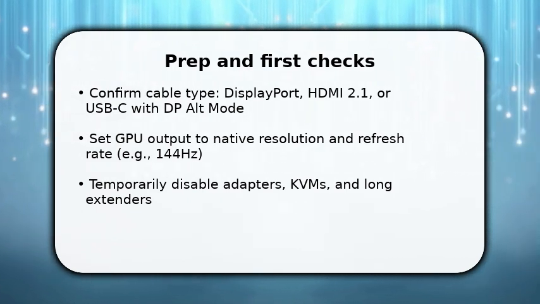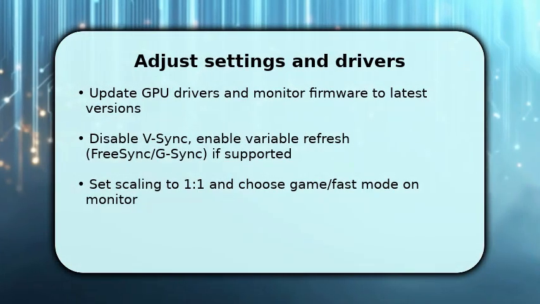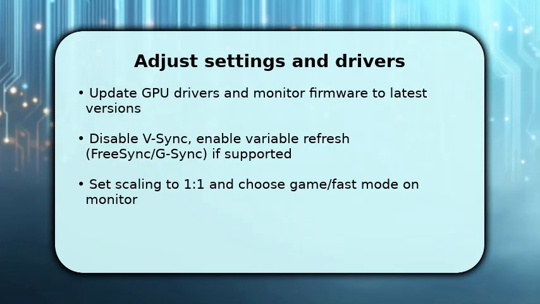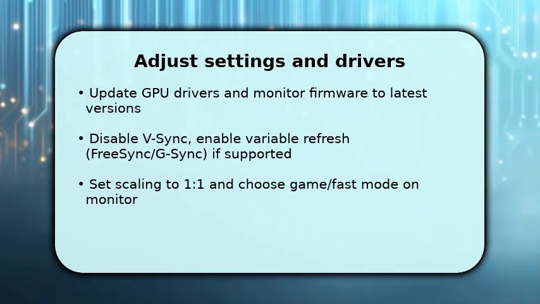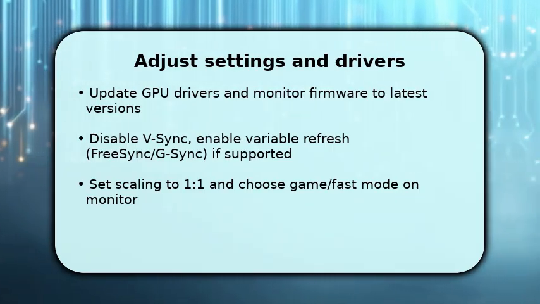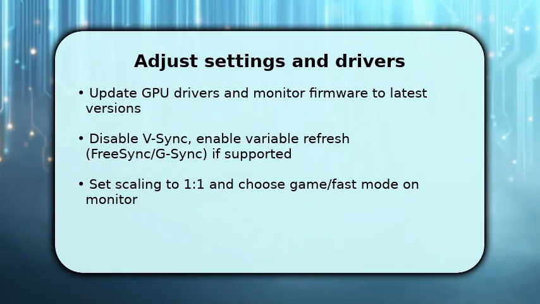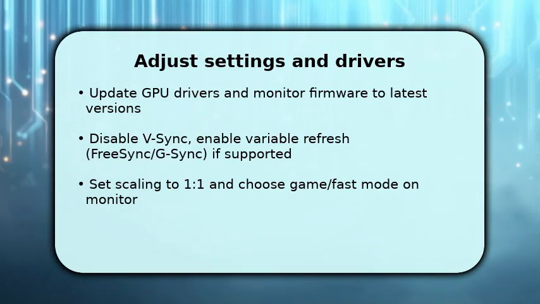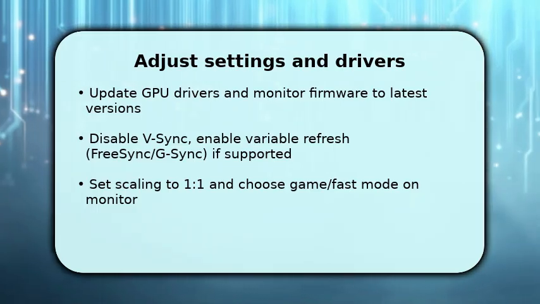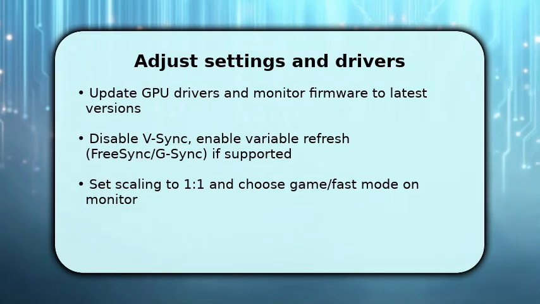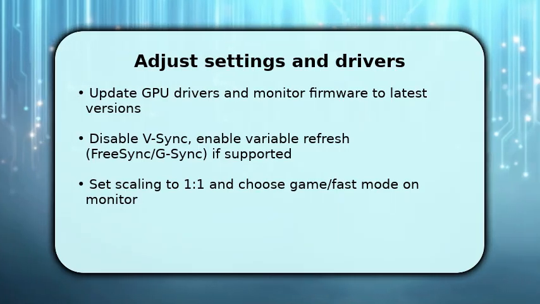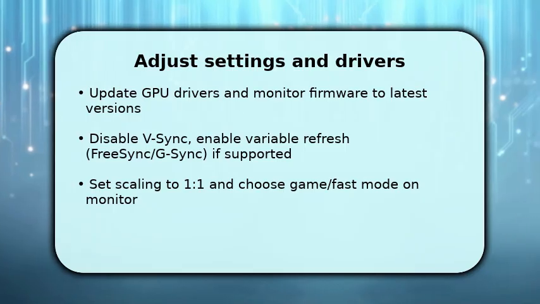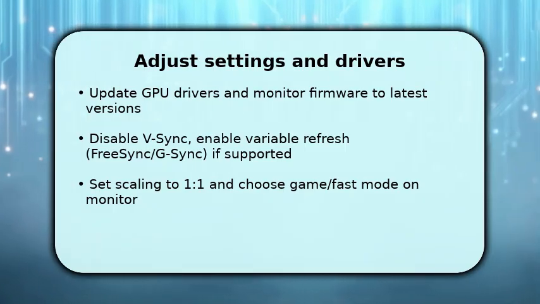Next, update drivers and firmware, because outdated code can add frame queuing. Updating often reduces input lag. Disable VSync in applications to prevent forced buffering, and instead enable FreeSync or G-Sync, which syncs frames without added delay. Set scaling to 1, and switch the monitor to game or fast mode to bypass post-processing that increases latency. Make sure to test with a simple motion test or aim trainer between changes so you can see.